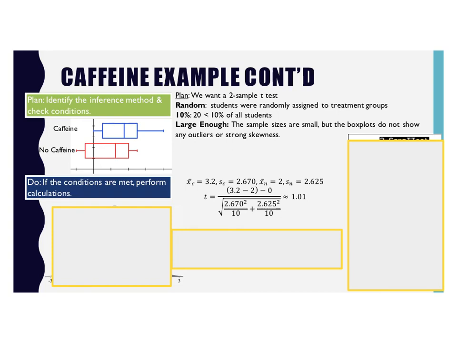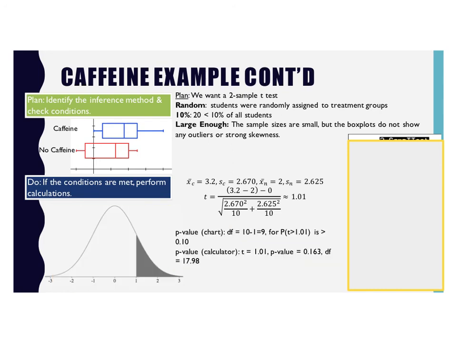I'm going to take the difference of our 2 means, so we're going to do 3.2 minus 2, and minus the null, which is 0, divided by our standard error. And we should get something approximately 1.01. I can sketch that picture, and then I can use my chart to find the p-value. If I take the conservative approach, 10 minus 1 is 9 degrees of freedom. And we know p is greater than the t-value 1.01 and is less than 10%.